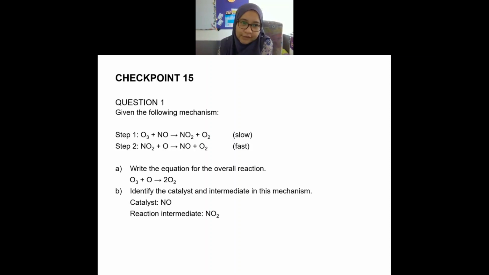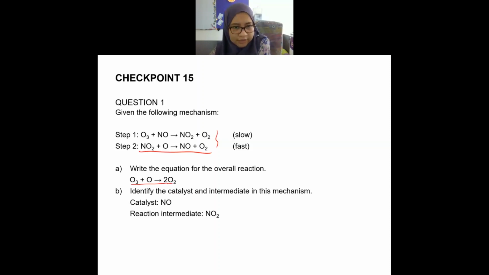Okay, no problem. We can go through it together. Given the following mechanism, so we have 2 steps. Do you see the pattern? The pattern for the questions, they are almost the same. So write the equation for the overall reaction. So you total up these two to get the overall equation. Okay, alright. So this is the overall equation.